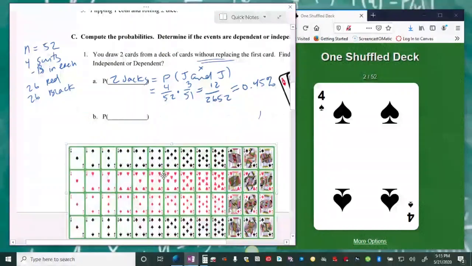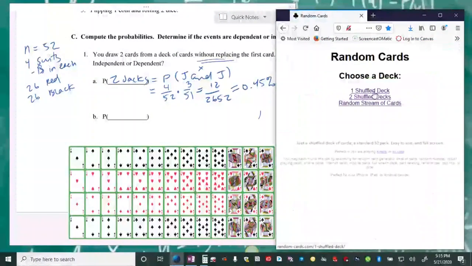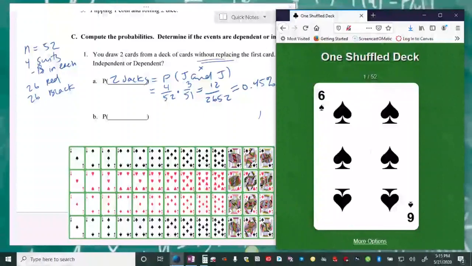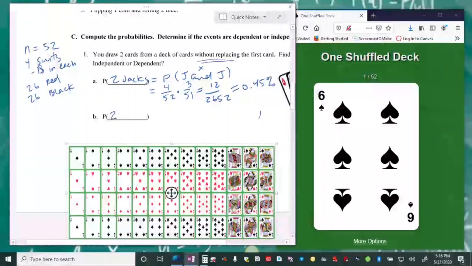So for part B, I'm again going to do another example here, and I'm going to choose my first one. So I'm going to grab my shuffled deck. I've got 52 cards now, so I've essentially reshuffled the deck. I'm going to draw a card. This time I got a 6 of spades. So for this one, I'm going to say that I want to choose 2 black cards. So what's the probability of getting 2 black cards? Remember, there are 26 of these in the deck. Right now I've chosen 1 of them. So I've chosen the 6 of spades, which is this one. So I've crossed that one out.